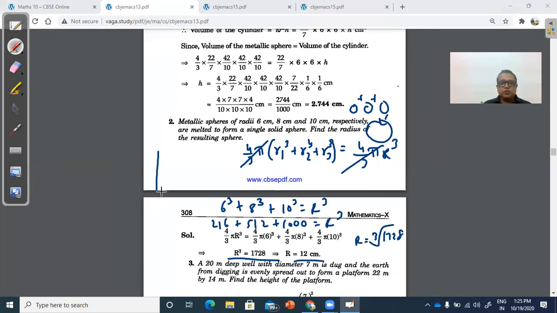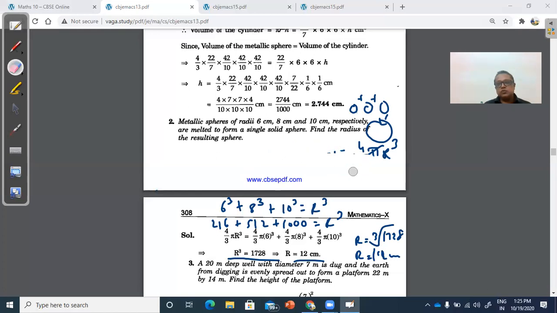If you don't know how to find cube roots, you need to do this by prime factorization. Make groups of 3, just like you did square roots by making groups of 2, here we have to make groups of 3, and then when you multiply that, you are going to get 12. So we can say the radius is 12 centimeter. I hope you understood the logic that when you melt, the volumes are going to remain the same. So that's question number 2 for you. Then we go further to question number 3.